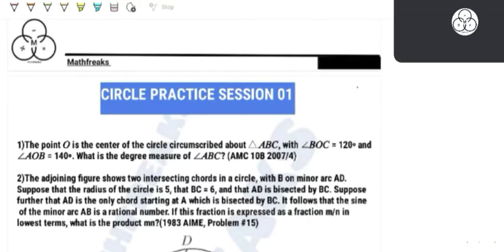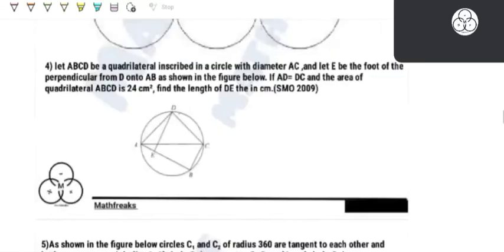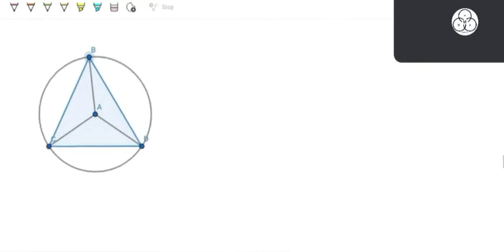The point O is the center of the circle circumscribed about triangle ABC, with angle BOC equals 120 degrees, angle AOB equals 140 degrees. What is the degree measure of angle ABC? This is the easiest question of this entire set. Just look at this. This is the diagram.